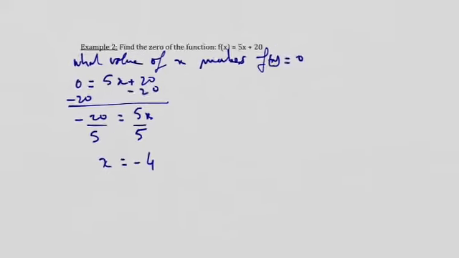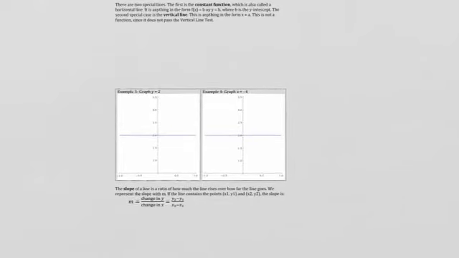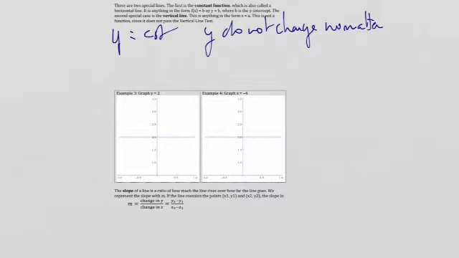Alright, so now let's go to example number 2. And in this example number 2, it's about the constant function. What is a constant function? A constant function is a function that does not change. So y equals a constant, that means y does not change, no matter what x will be.